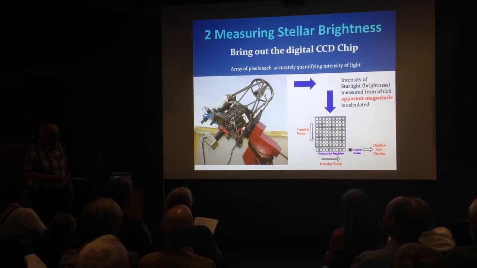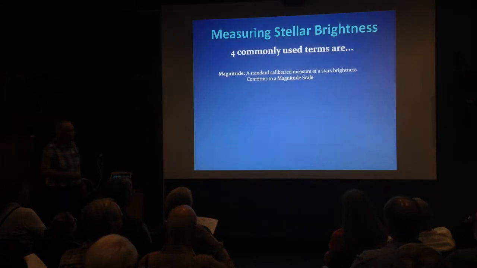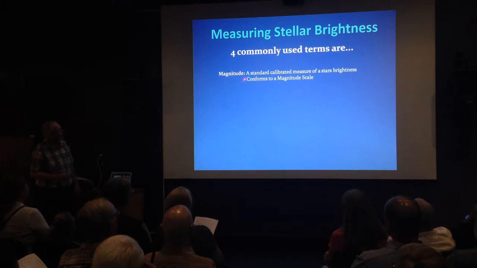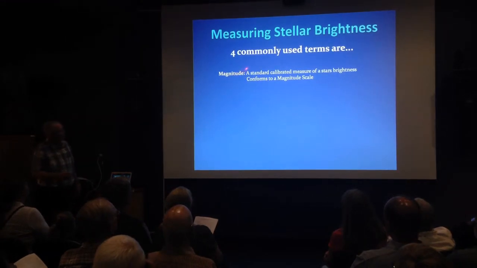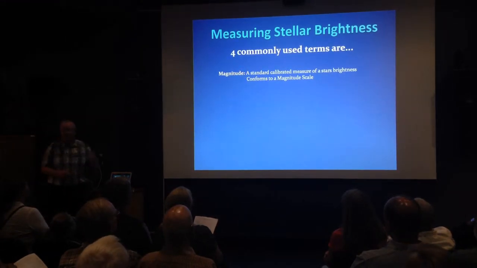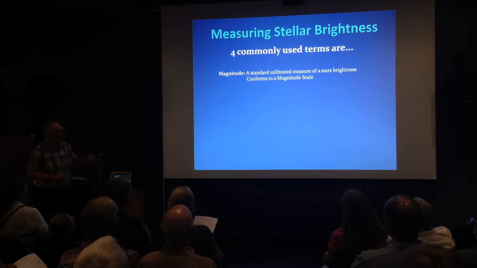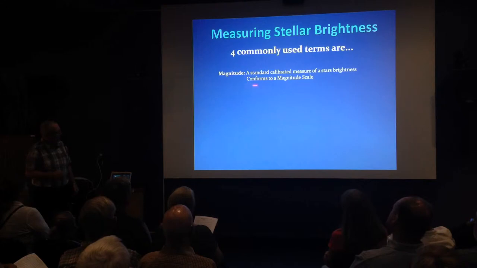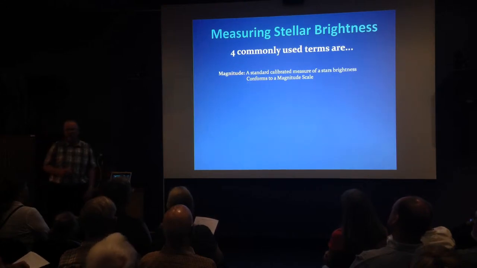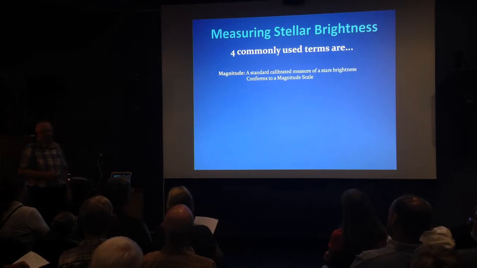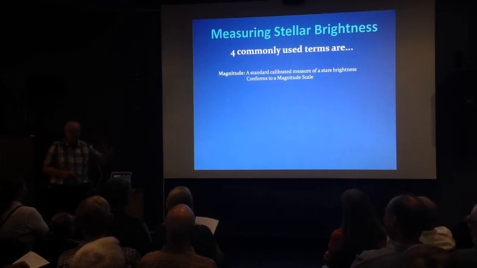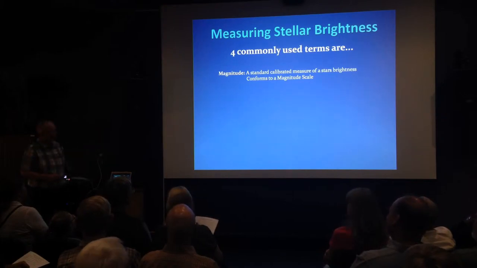What is magnitude? Let's go on to these four commonly used terms. Magnitude is a standard calibrated measure of how bright a star is, and it conforms to a proper magnitude scale. In other words, it's not just something made up, like "that's about a 6 out of 10 brightness." No, it's an exact science, it's calibrated, it's got a proper scale.